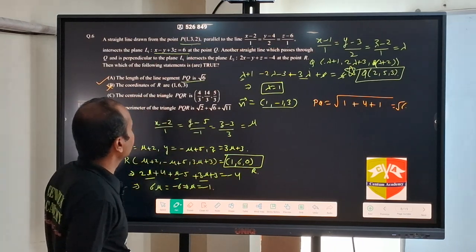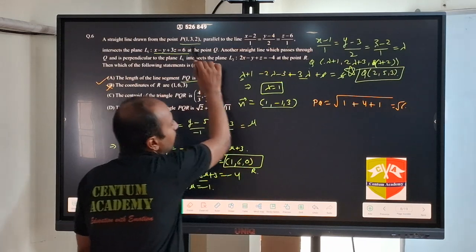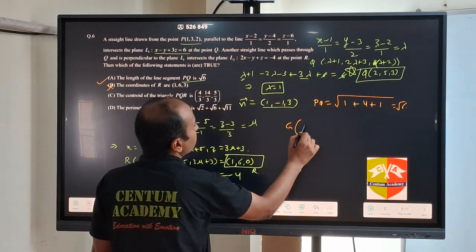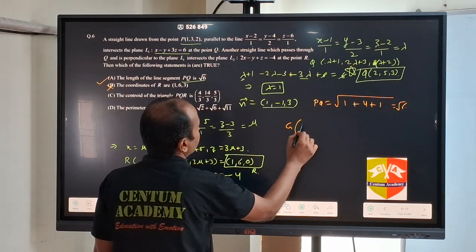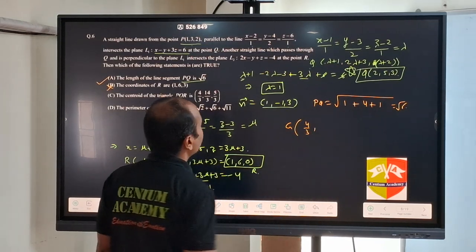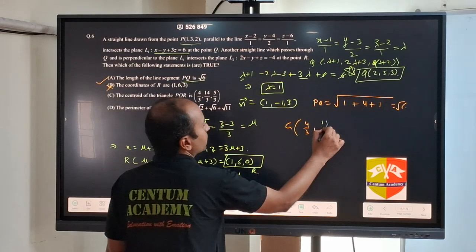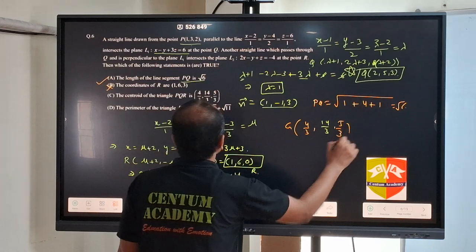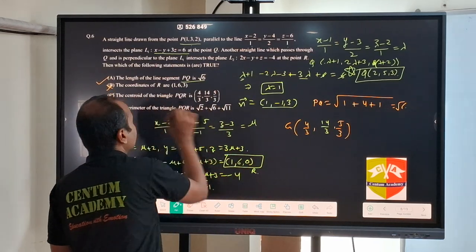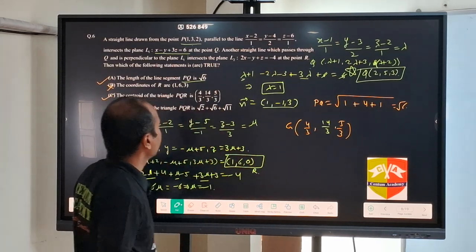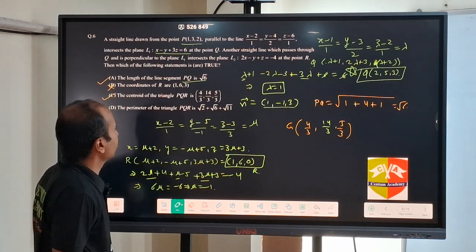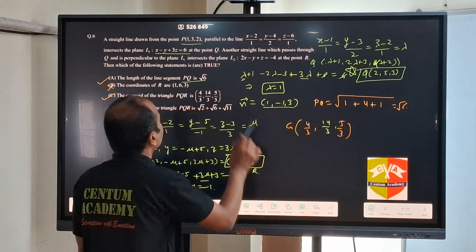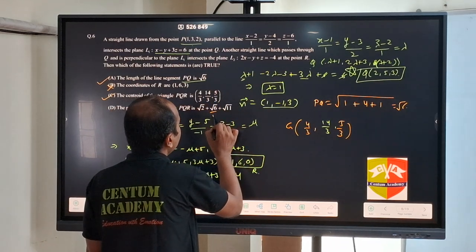The centroid of the triangle PQR, I have P, I have Q, I have R. The centroid will be sum of x coordinates by 3: 2 plus 1 is 3, 3 plus 1 is 4, 4 by 3. Sum of y coordinates is 8 plus 6, 14 by 3. Sum of z coordinates is 5 by 3. So yes, it is exactly the same point, 4 by 3, 14 by 3, 5 by 3. Now the perimeter of the triangle PQR is root 2 plus root 6 plus root 11. We have already found that the length PQ is root 6.